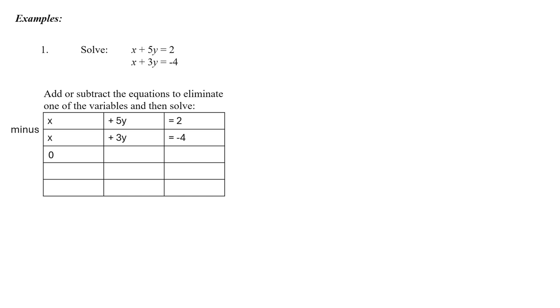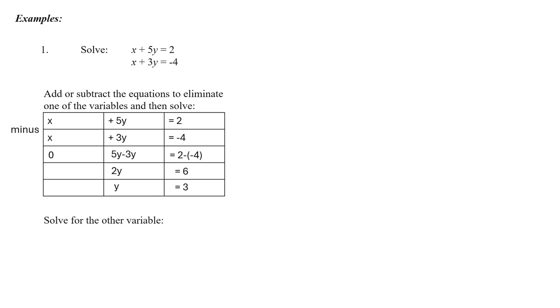Now, if we're using subtraction to get rid of the x's, we have to subtract for the rest of the equation as well. So 5y minus 3y gives us 2y, and 2 minus negative 4 gives us 6. So further along, we'll have 2y equals 6, and solving for y gives us a value of 3. So now we have a value for y.